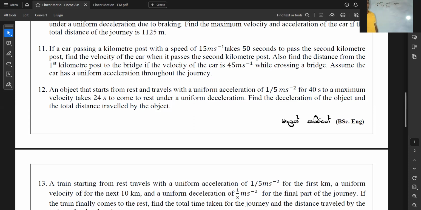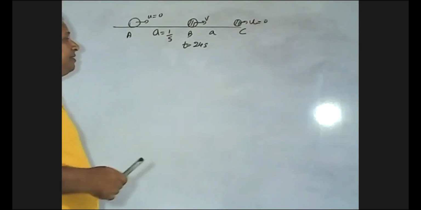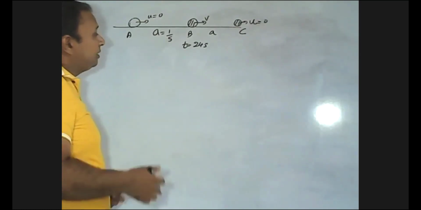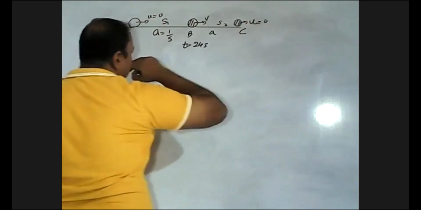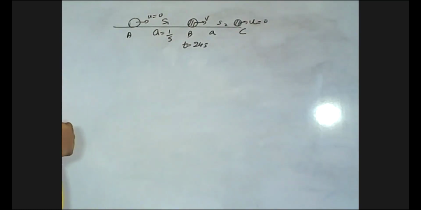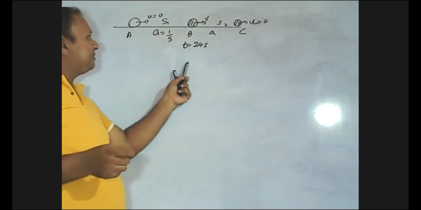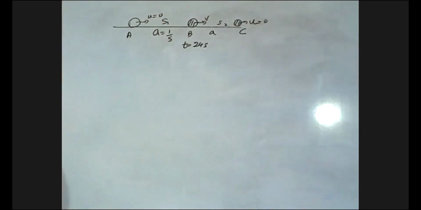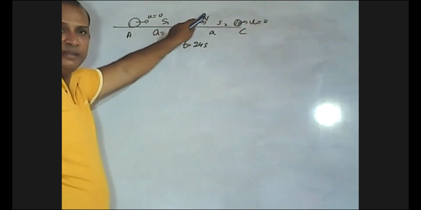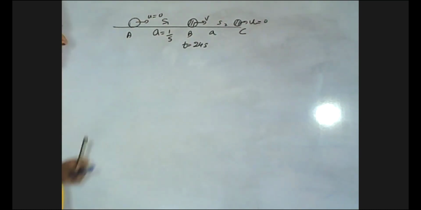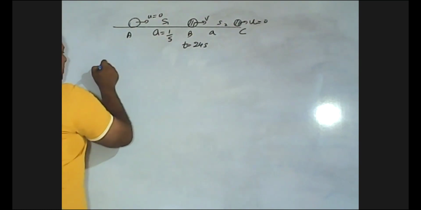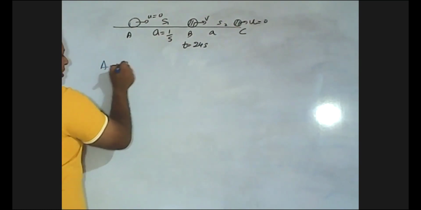Okay. Total distance and deceleration. To find the deceleration, we need to find the velocity at point B. The velocity at point B can be determined using A to B.